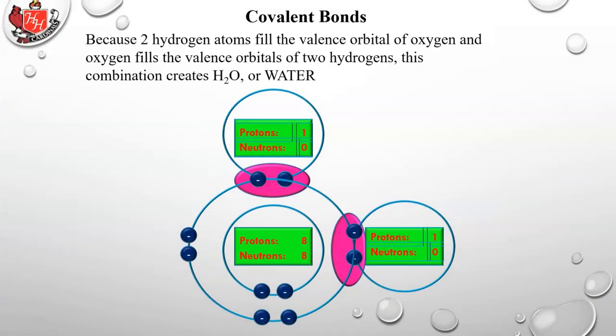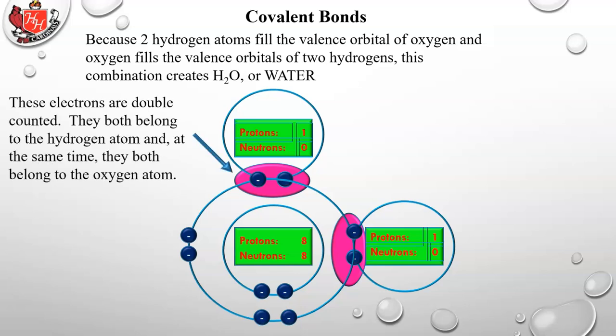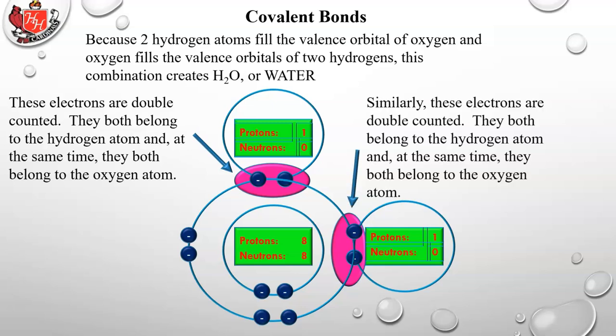Because hydrogen atoms fill the valence orbital of oxygen and oxygen fills the valence orbital of the 2 hydrogens, this combination creates H2O, or water. These electrons are double counted. They both belong to the hydrogen atom, and at the same time, they both belong to the oxygen atom. They're effectively being double counted. And both hydrogen and oxygen are right. They do belong to the hydrogen, and they do both belong to the oxygen. Same with these 2 electrons. They're also being double counted. They both belong to the hydrogen atom, and at the same time, they both belong to the oxygen atom.